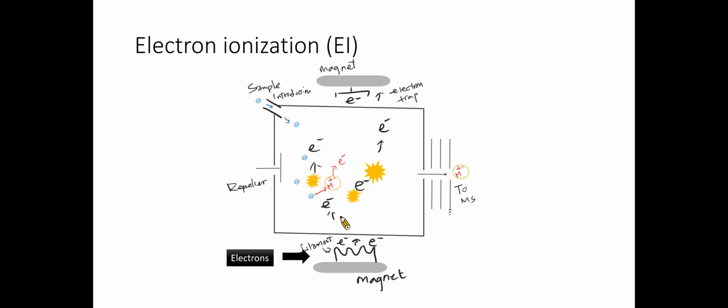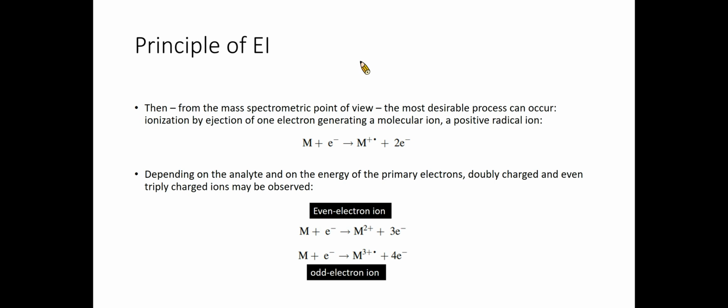When the neutral is hit by an energetic electron carrying several tens of electronvolts of kinetic energy, some of the energy of the electron is transferred to the neutral. If the electron collides very effectively with the neutral, the energy transfer can exceed the ionization energy of the neutral. Then an electron may be ejected from the molecule, forming positive radical ions, which can be even or odd electron ions.